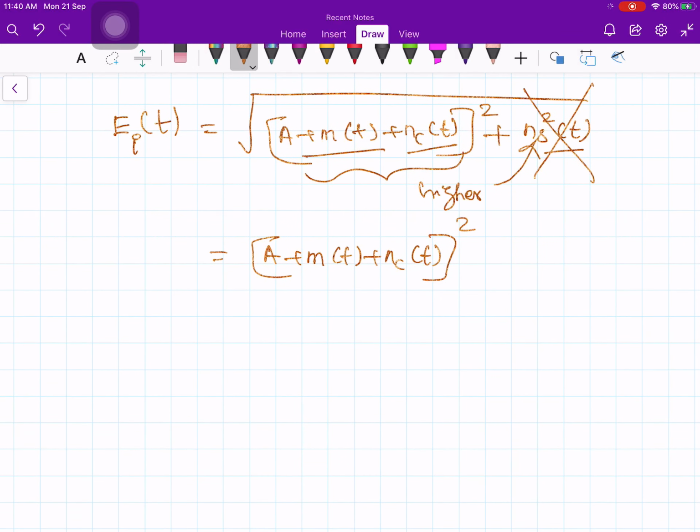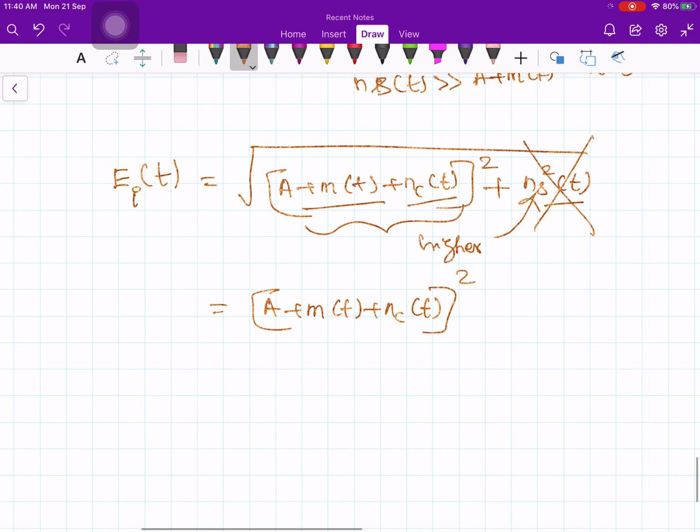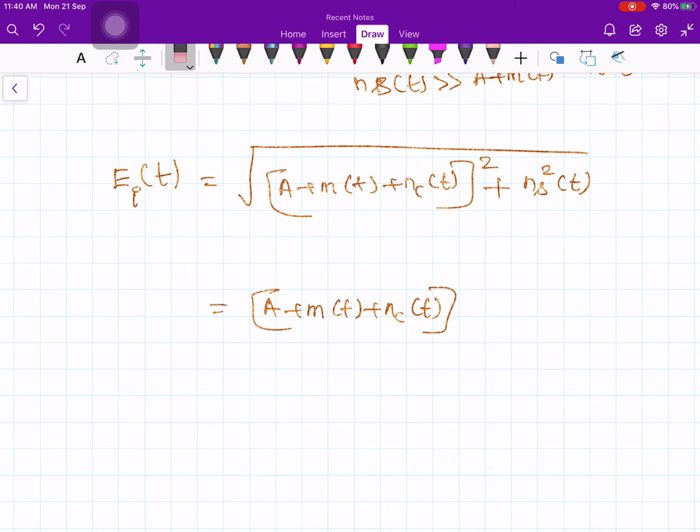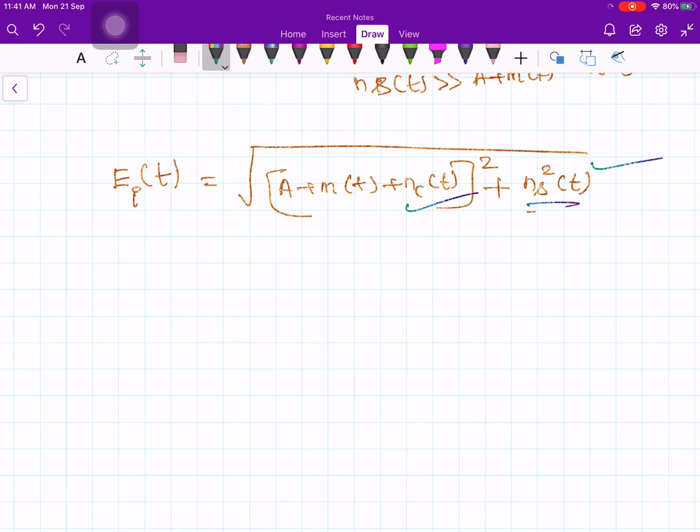I'm sorry, I told you wrongly. Because this is a larger component, you cannot disregard it, right? So you need to consider this term also and this term also, because this is much larger than a plus m of t, so you cannot. Therefore, let me expand this: a plus m of t plus nc of t.